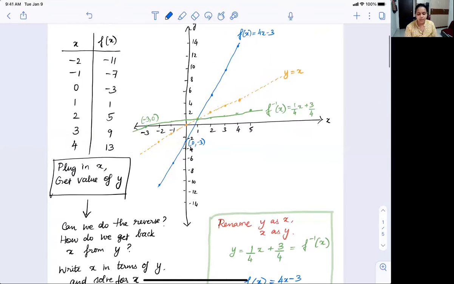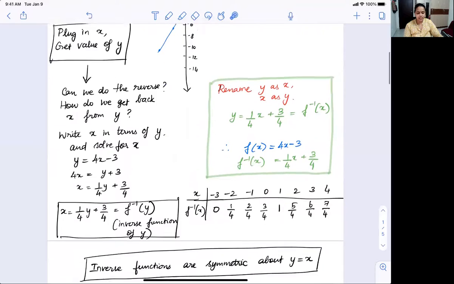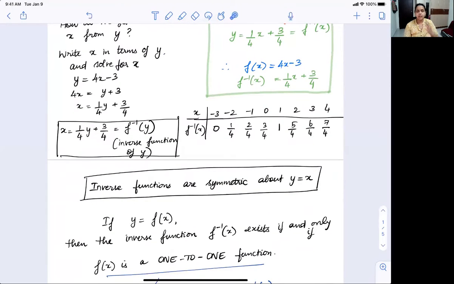Now, why I'm showing you this is because f of x and f inverse of x are mirror images about the line y is equal to x. When f of x is reflected on the other side of y is equal to x, the mirror image you get there is f inverse of x. And f inverse of x reflected on the other side of y is equal to x is your f of x. So what I'm essentially saying is inverse functions are symmetric about y is equal to x. That's an important property of inverse functions.